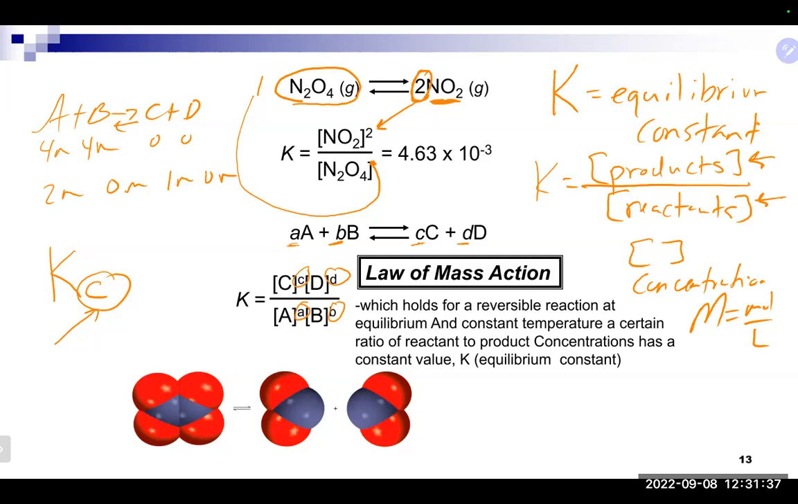And vice versa, if you had a small value of K, the only way to get a small value of K in this case would be products would have to be small, reactants would have to be a large number, right? If you take a large number on the bottom and a small number up on top and you divide them, you end up with a small number. So if you have a small number for the equilibrium constant, it will tell you that when you reach equilibrium, you mainly have reactants that are present.